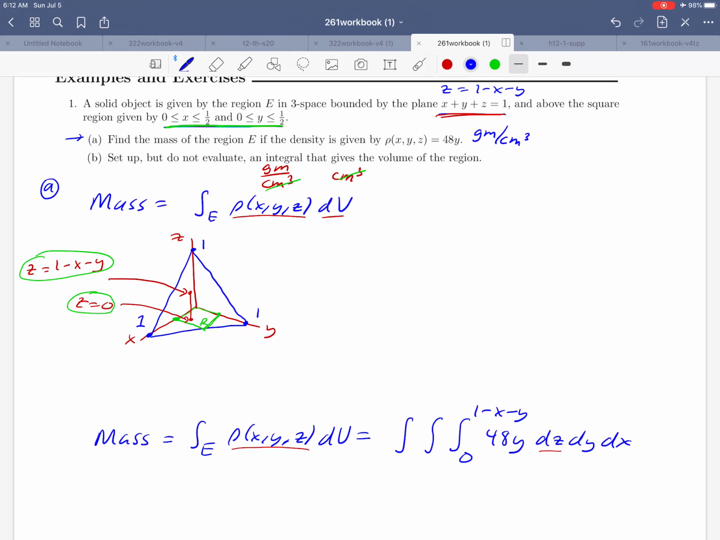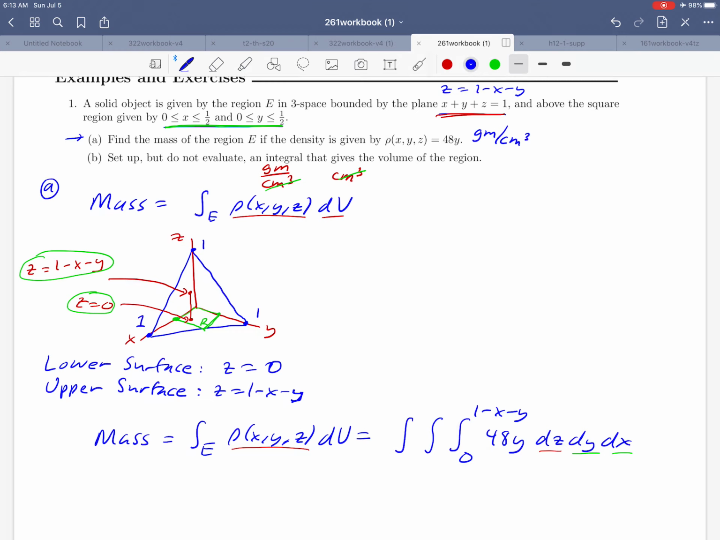Then we move on and ask, what are our y and our x limits? Actually, just to keep better track of what we're doing here, I'm going to also write out in words the limits that we got. So our lower surface was z equals 0, and our upper surface is z equals 1 minus x minus y. This is just for the sake of your notes when you're looking back at this.